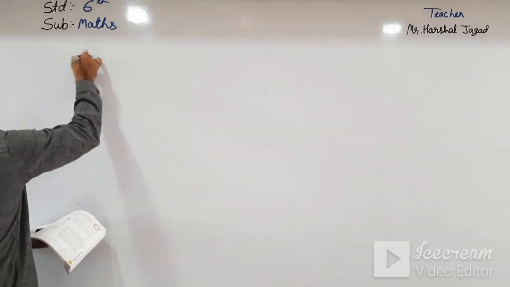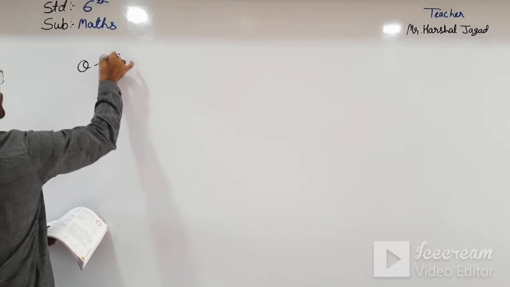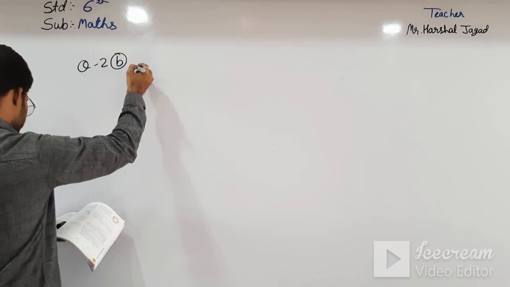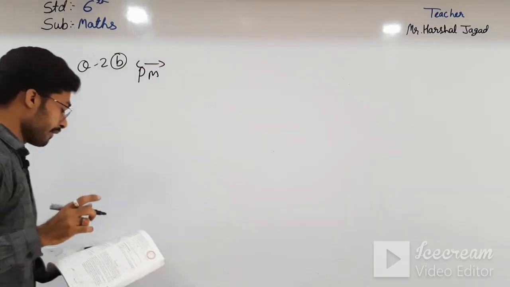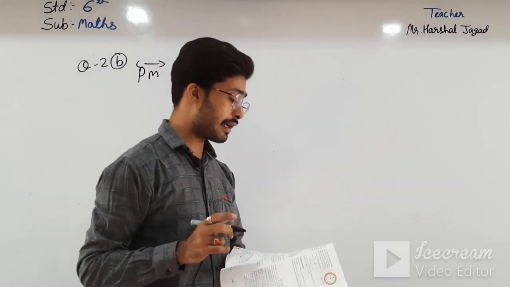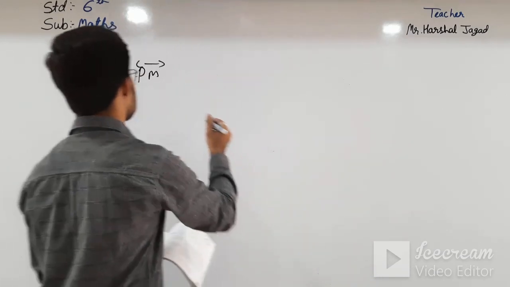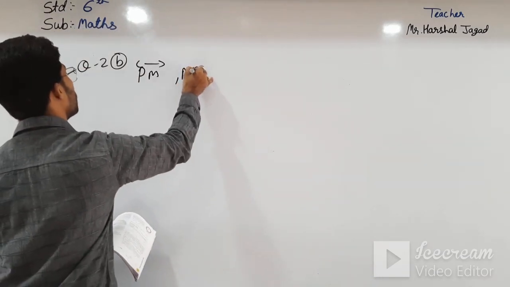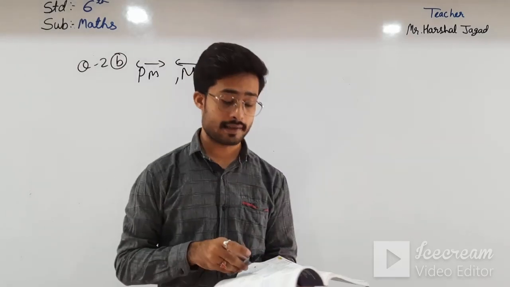Here in question number 2B, first the PM line is incorrect, and second one, finding RQ. RQ is there, RP is there, MQ is there, NR, no, NR is not there, a line is not formed. So these are two incorrect lines.